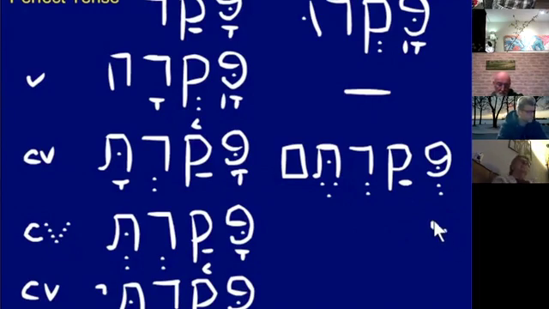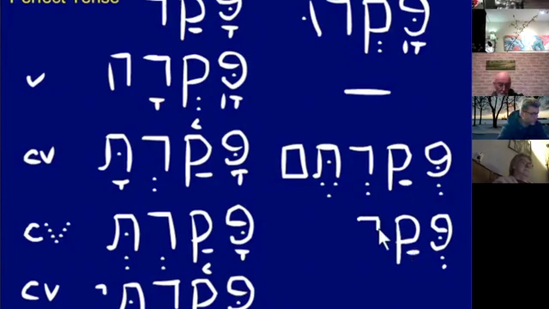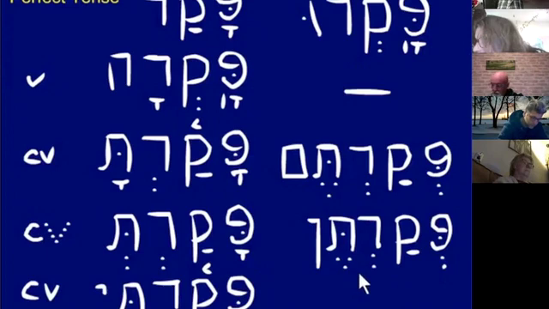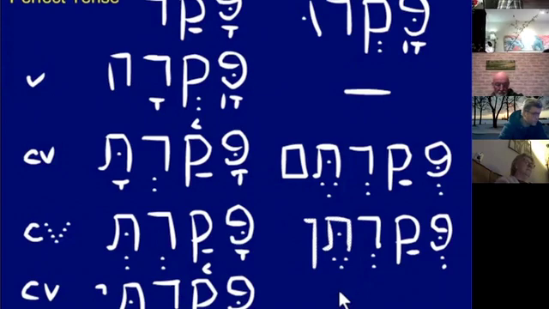Now the 2FP, sorry, the second feminine plural, is exactly the same, except the ending has a nun instead of a mem. Okay, pukad ten. Make sure I got a sagol there. Pukad tem, pukad ten. And so we have, let me just scoot that over a tad. Okay. So we have propretonic reduction in both of these.